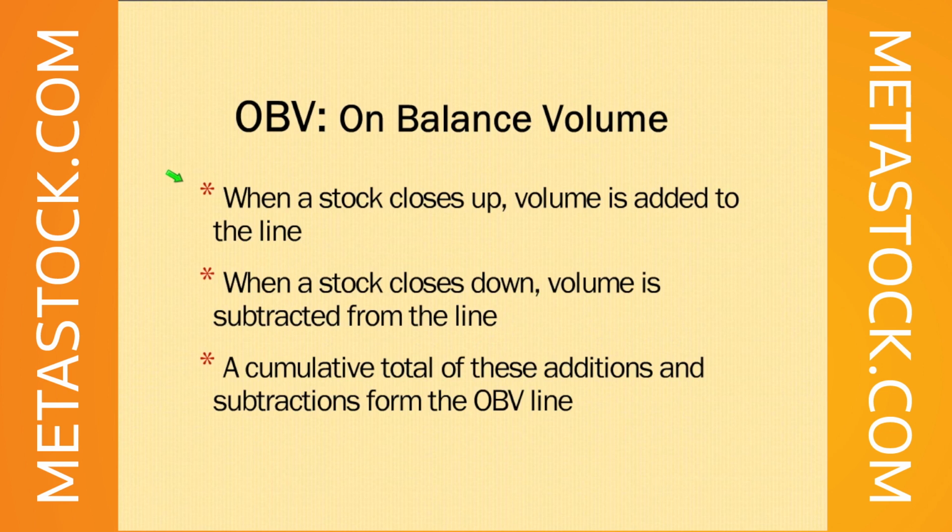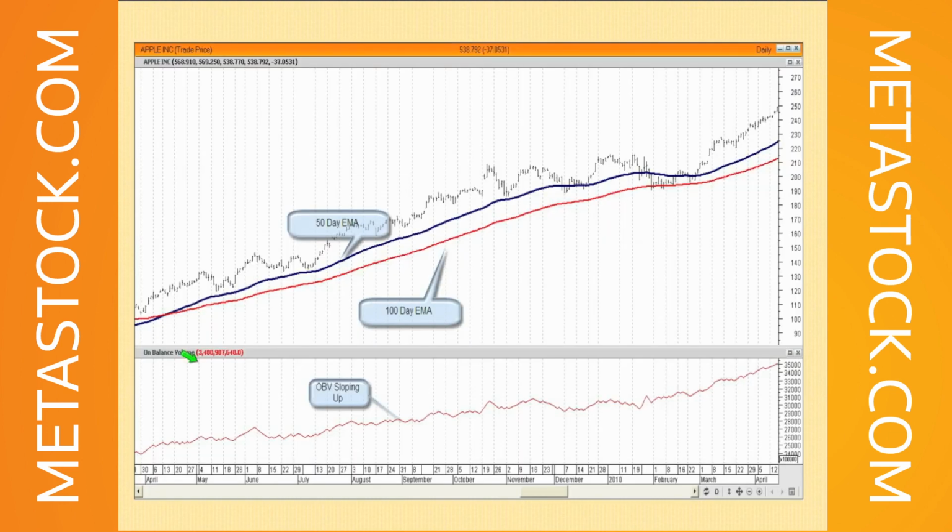The way this on balance volume line is calculated is when a stock closes up for the day, volume is added to the line. When a stock closes down for the day, volume is subtracted from the line. So a cumulative total of these additions and subtractions form the on balance volume line. And here's a price chart for Apple, and on the top part of the chart we have the daily price movement of Apple, and in the lower chart we have the on balance volume line, which is this line right here.